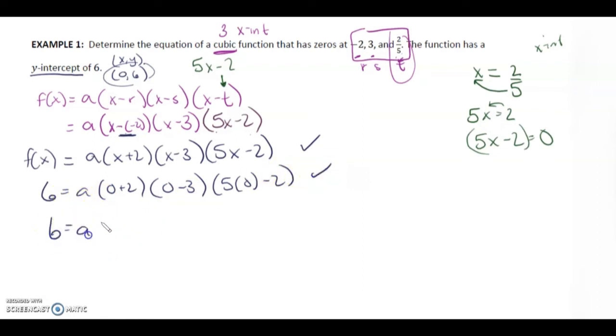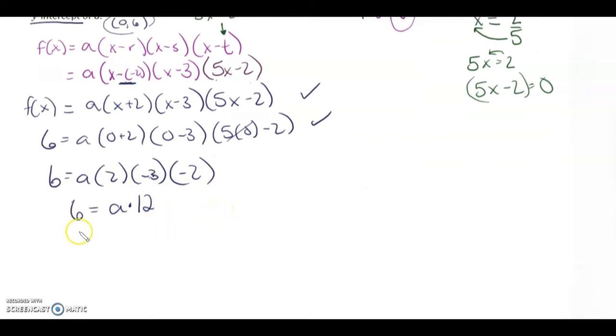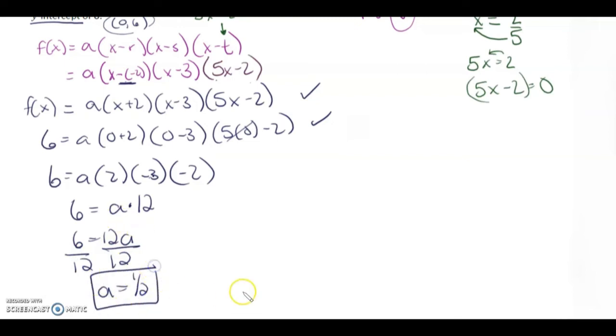We get 6 equals a, bracket 2, negative 3, and that's negative 2. So 6 equals a times, 2 times 3 is 6, times 2 is 12. So you can write it as 6 equals a12 or 6 equals 12a, which is nicer. Divide both sides by 12, I get a equals 1 over 2. So a equals a half. Okay, you get a mark for that.